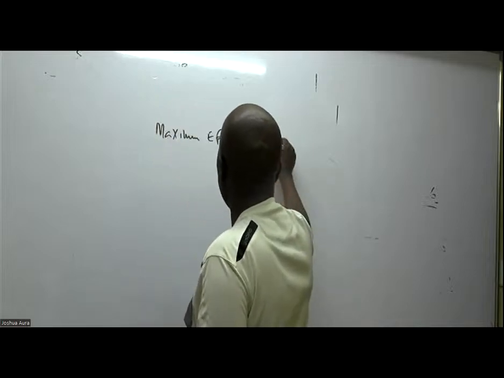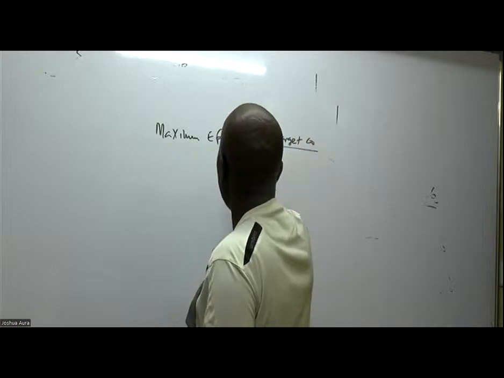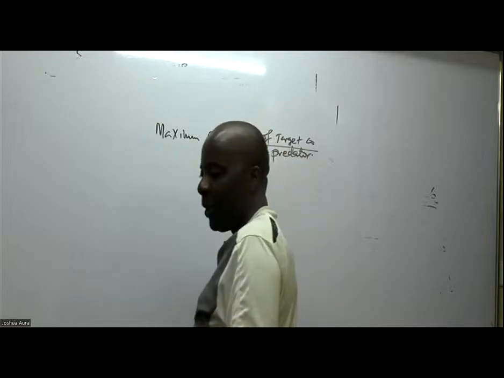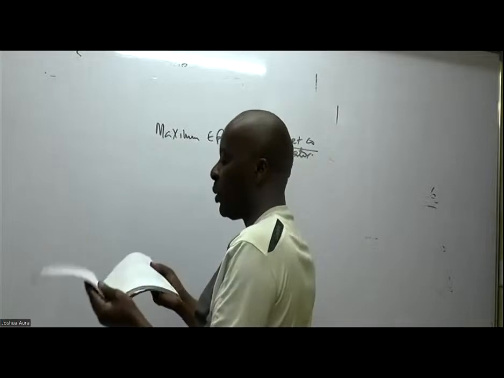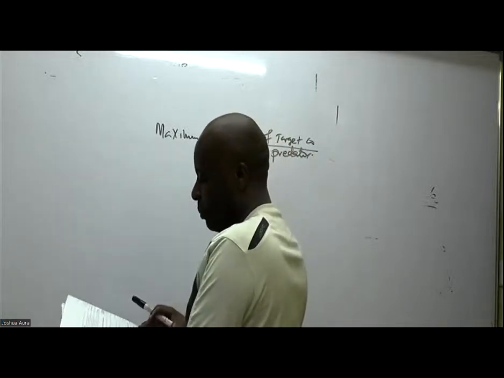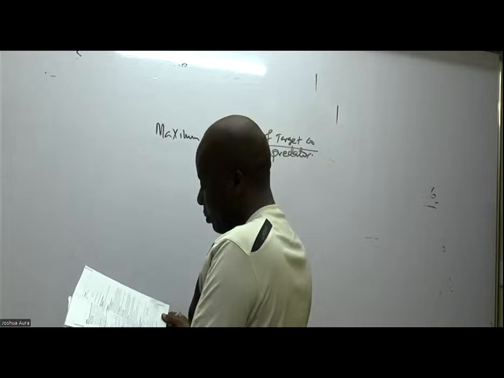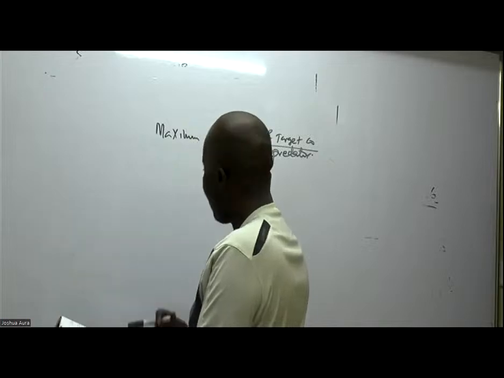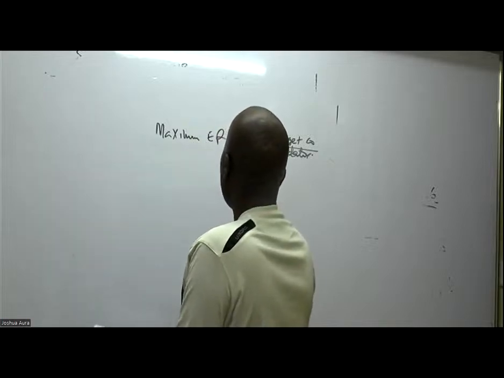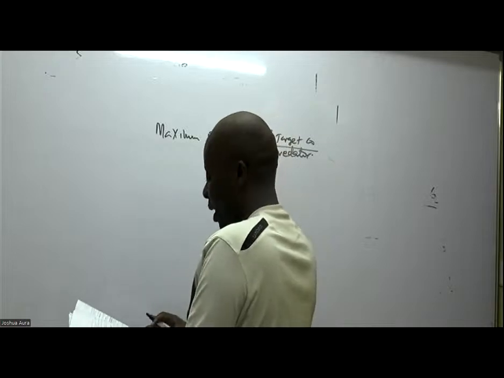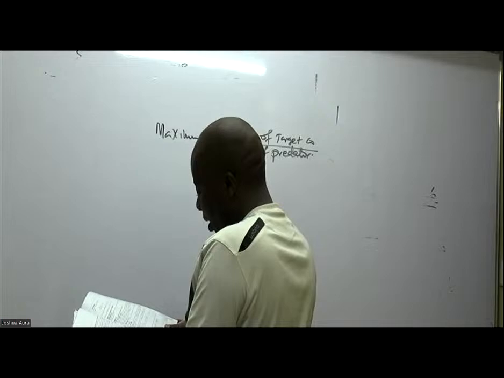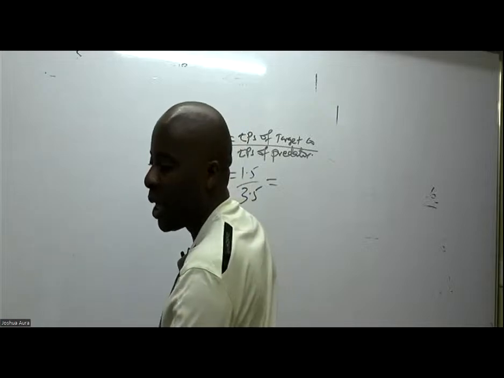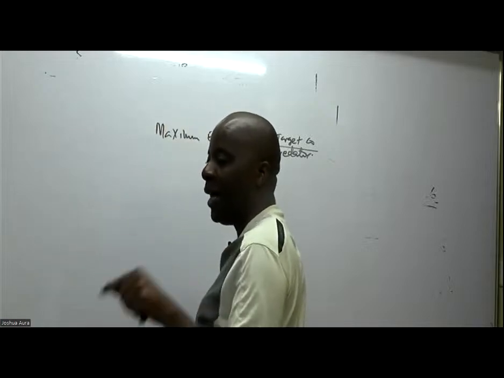My maximum exchange ratio will be EPS of the target company over EPS of the predator. It's always important for you to read this very well. Our target company is B, because A is the one acquiring B, so A is the predator. So EPS is 1.5 for B over EPS of the predator, which is 3.5. Once I write this, I go to my calculator and press 1.5 divided by 3.5.